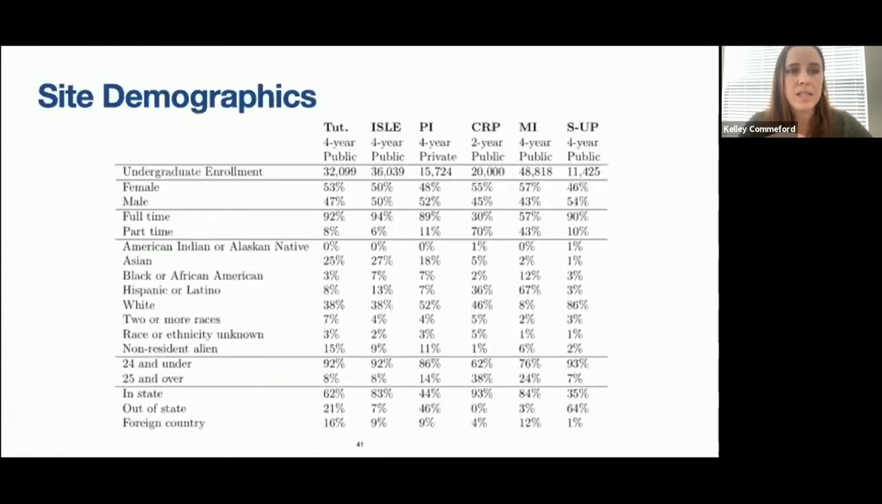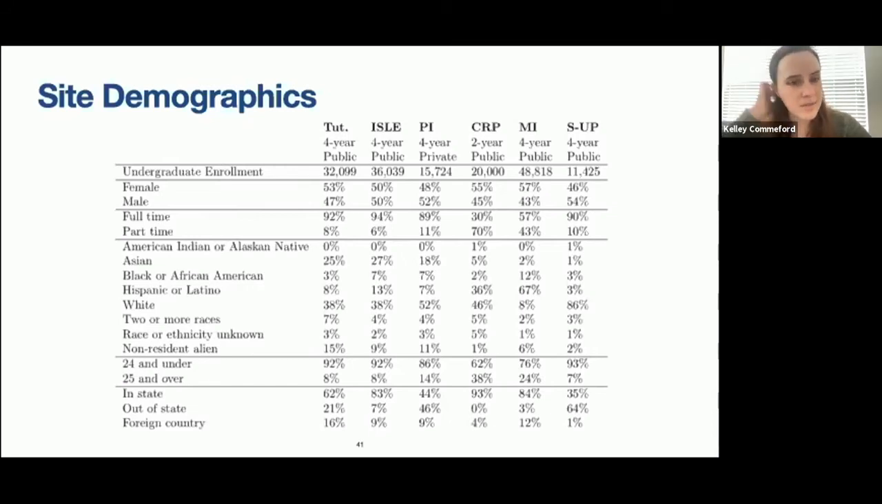And our site demographics break down like so. So we have 4 four-year public schools, a 4-year private, and a 2-year public, ranging from 11,000 to almost 50,000 students. And we also have a pretty decent breakdown in every other category as well. So I'll give you a moment to glance at these before we move on while I take a sip of water. Alrighty.